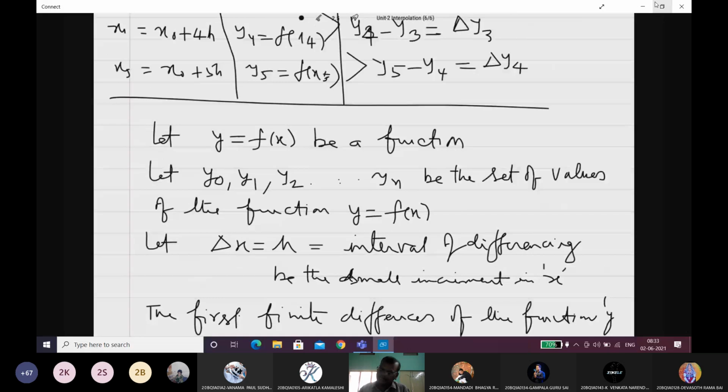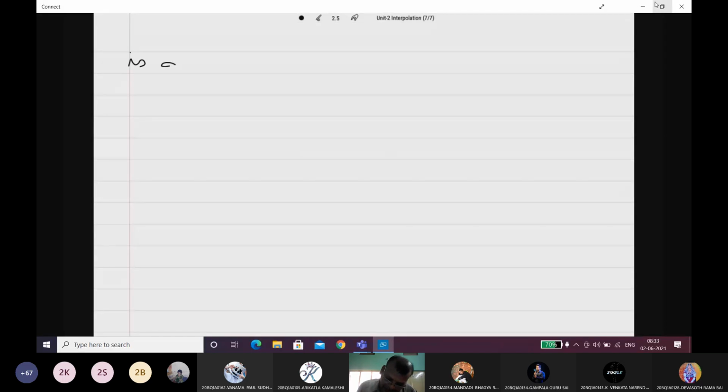Of y is defined by delta y. Delta y means the change in y, that is delta of f of x. That we have to define as delta of f of x. You have to write this down clearly.